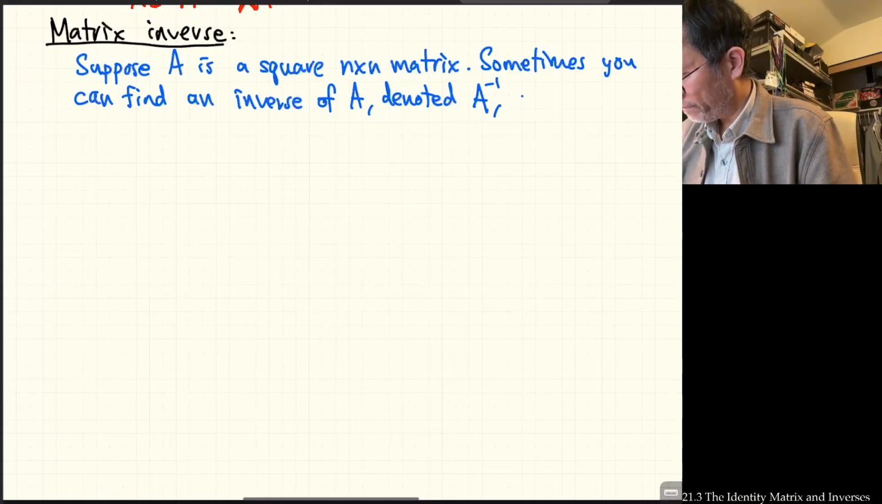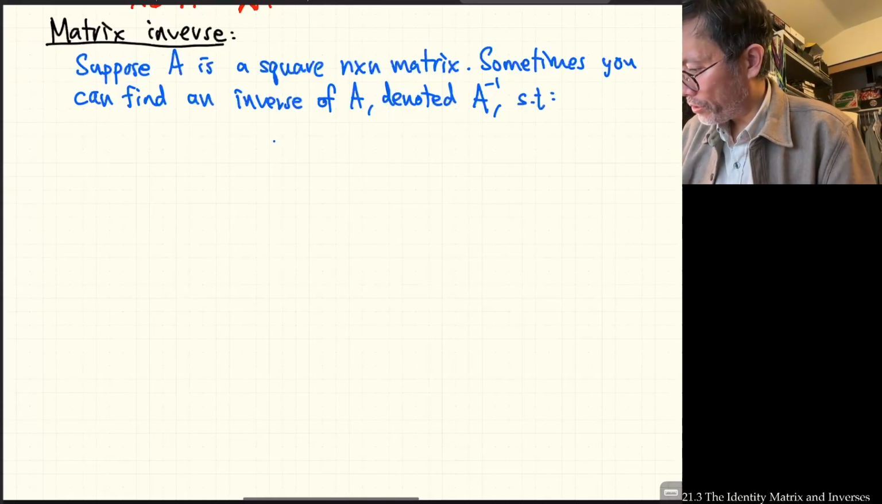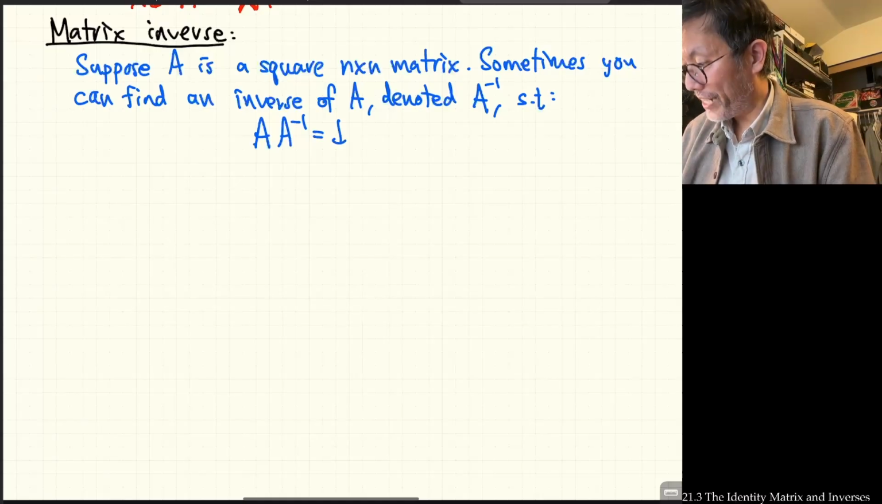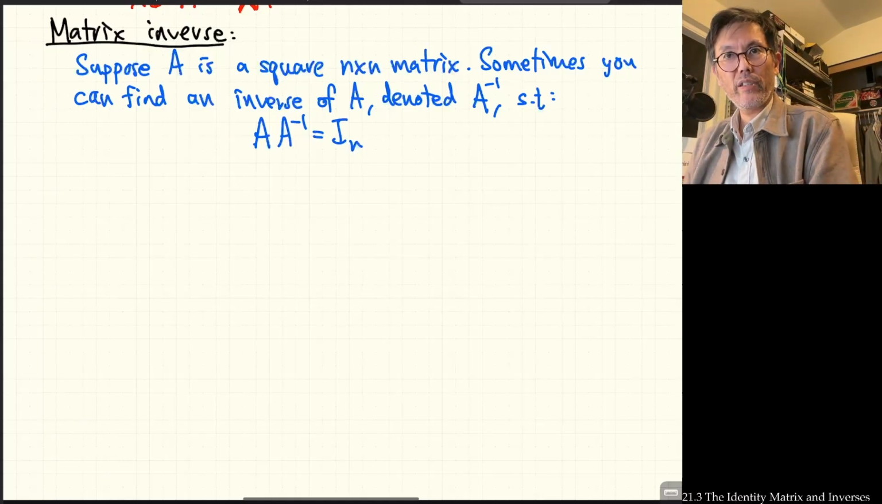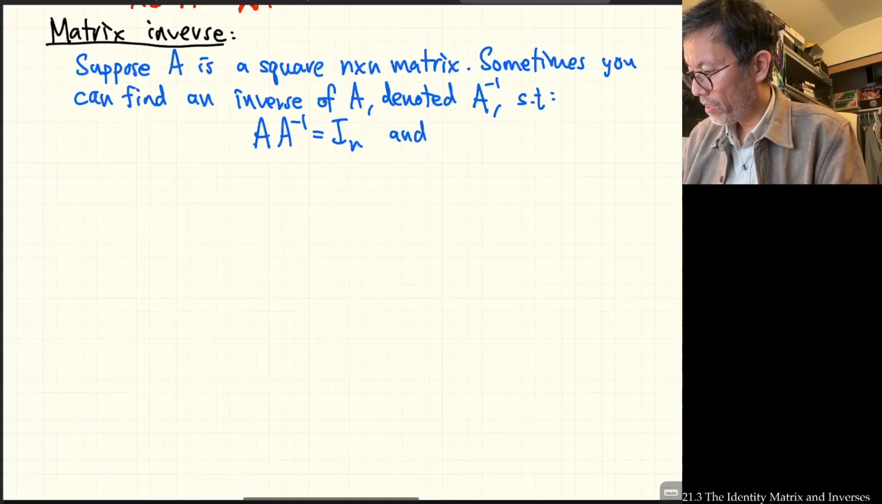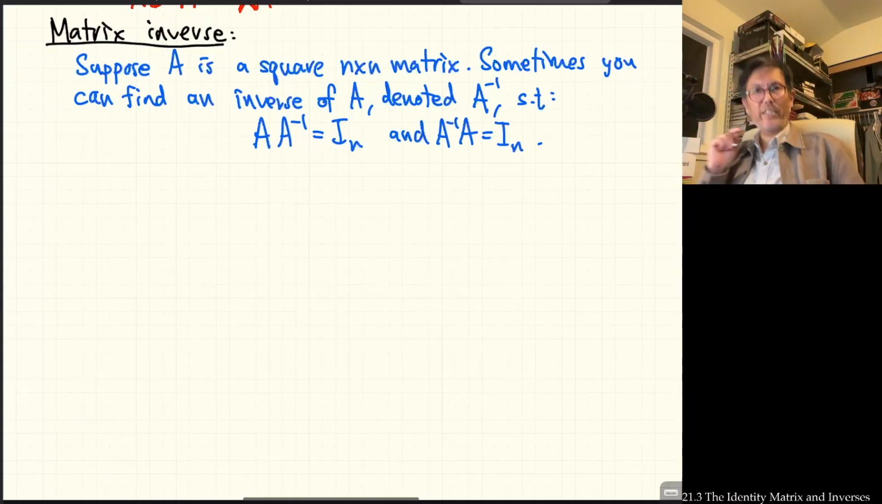With the property that when you take A and multiply it by A inverse, you get the identity matrix of the appropriate size. And similarly, A inverse times A is also equal to the same identity matrix. Okay?